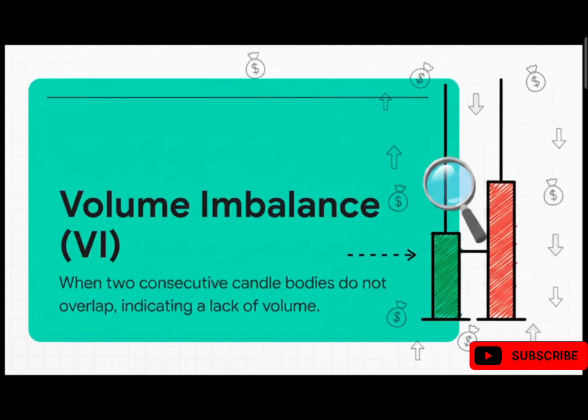But look closely at the thick bodies of the candles. If the body of the first candle and the body of the second candle do not overlap at all, you have a volume imbalance. The price was technically delivered there via the wicks, but the heavy, committed institutional volume was completely absent between those candle bodies.